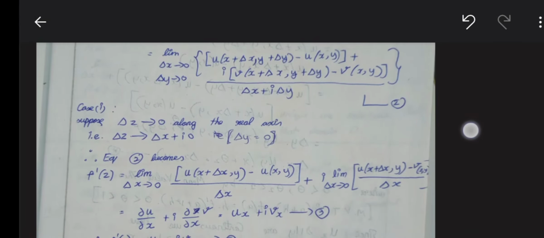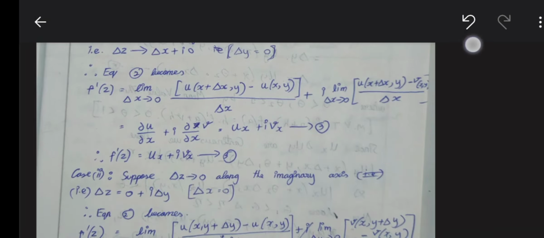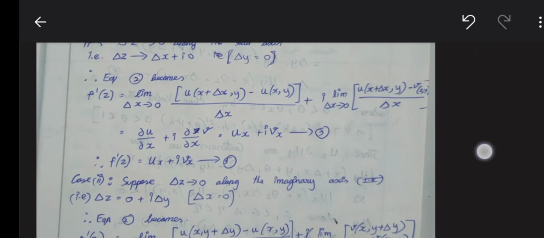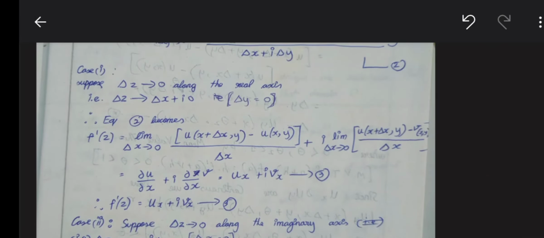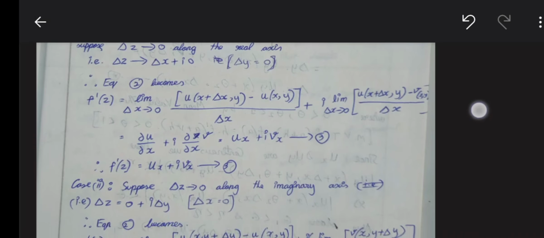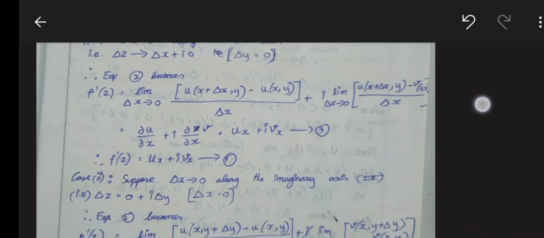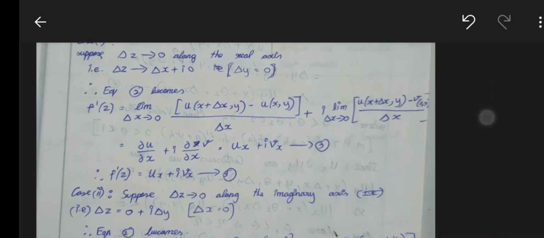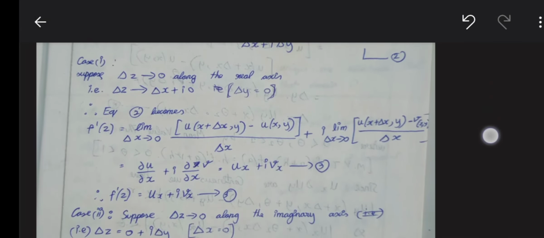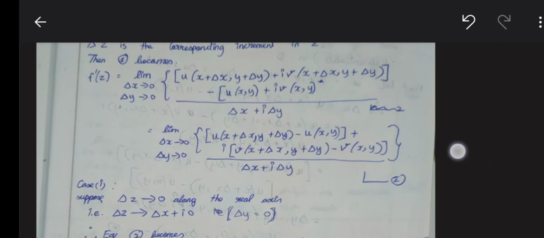Now we are taking two cases. In the first case, delta z tends to 0 along the real axis. In the second case, delta z tends to 0 along the imaginary axis. We know what the real axis and imaginary axis are. The real axis means the horizontal x-axis, and the imaginary axis means the vertical y-axis, which are plotted on the complex plane. Okay, now let us come to the first case.